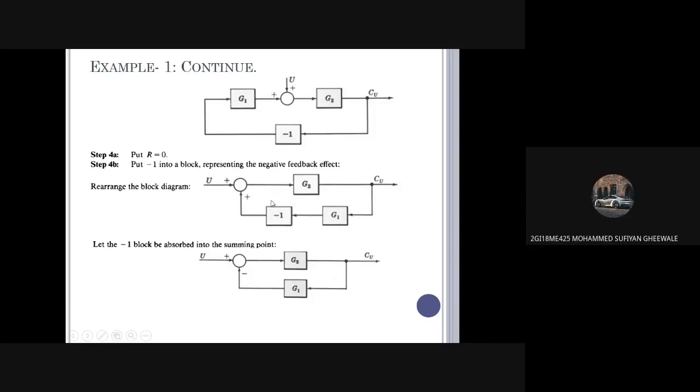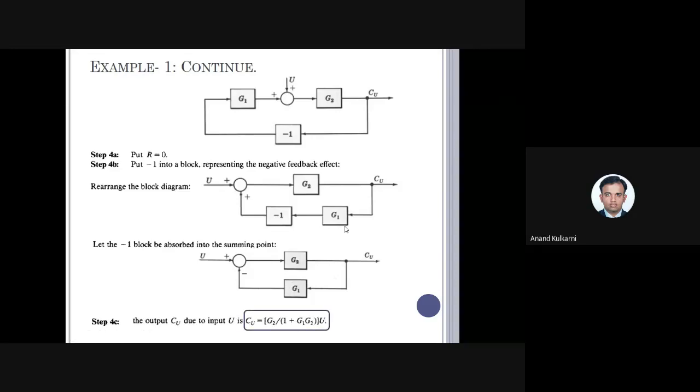Sir, what if we multiply -1 to G1? In case of -1 to G1, we are going to get the same answer. I'll just solve it: G2 divided by 1 plus G1 times minus G2, so minus G2. Correct. That negative sign will be taken into consideration like this, so it will be G2 divided by 1 minus G1 G2. Is it correct? Understood? Yes, sir.